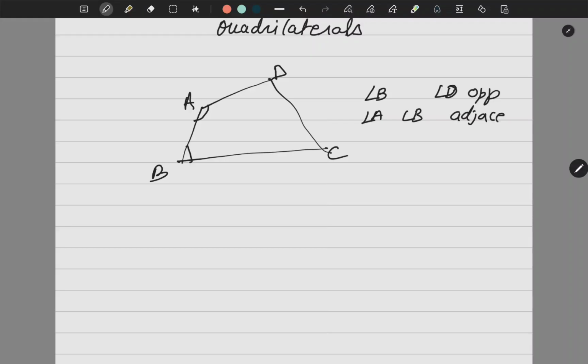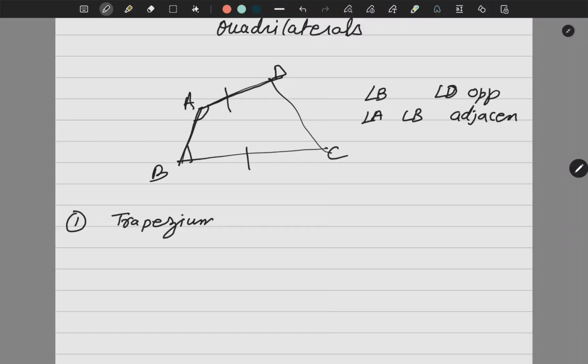And same way I can talk about the sides. These are the adjacent sides. AD and BC are the opposite sides. So these are the basic terms which I will be using: what is opposite, what is adjacent. Now in this video we are going to talk about particular types of quadrilaterals. The very first type of quadrilateral I am going to discuss is the trapezium.